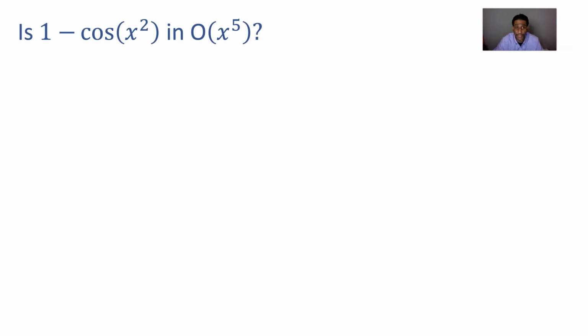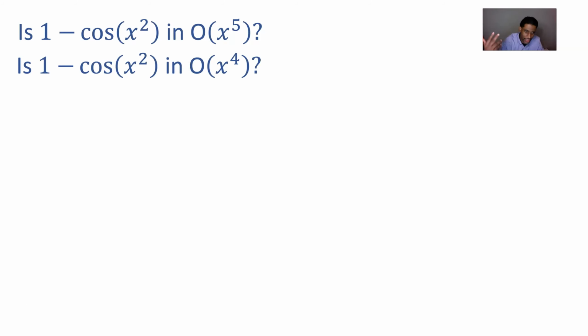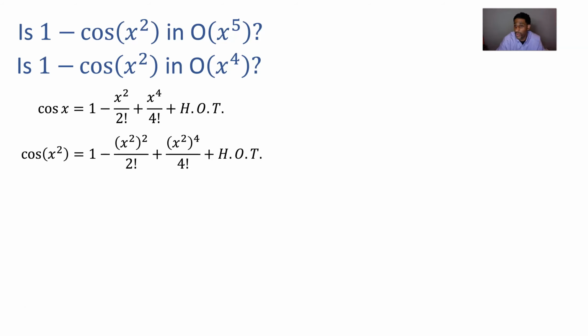1 minus cosine of x squared. Is that in big O of x to the 5th? Is it in big O of x to the 4th? How are we going to do it? Taylor expansion. We know the cosine of x expansion. So what about the cosine of x squared? Replace all the x's with x squared.